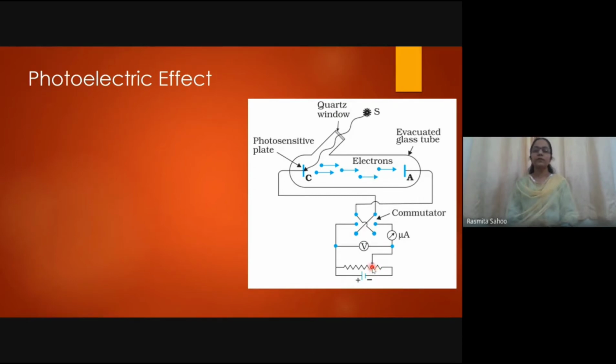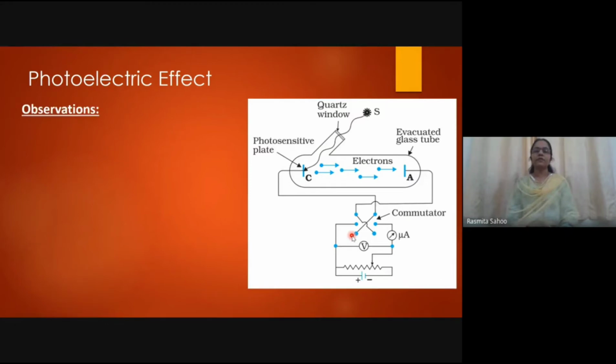Through this, what they did is they made light of various frequencies and various intensities incident. They changed the voltage to different values, and they studied what is happening. So what are the observations they found? Let me tell you the observations first, then slowly we'll go through the detailed description.